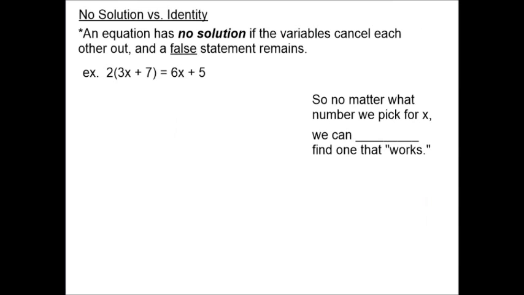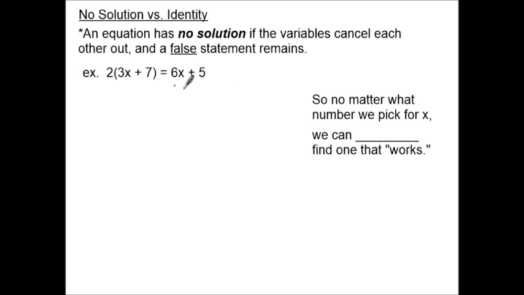Now there are another couple of things that can go a little bit weird with these, and it's a whole different class of things: the no solution versus identity scenarios. Okay, so let's get rolling with this. An equation has no solution if the variables cancel each other out and a false statement remains.